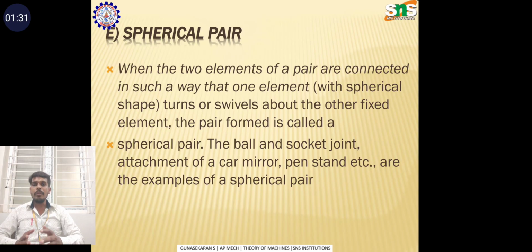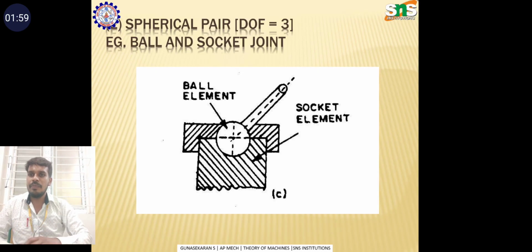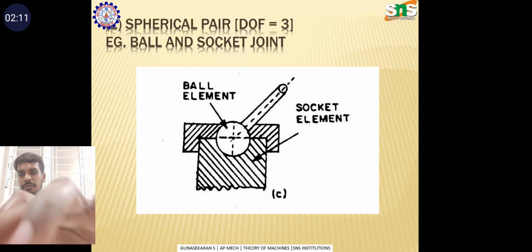Spherical pairs are commonly used in mechanisms that require multi-directional rotational motions, such as robotic arms, suspension systems, and certain types of gears or actuators. Proper material selection and lubrication are critical to minimizing wear and ensuring smooth motions. Then, here is a spherical pair in the figure. Here the degrees of freedom is 3. It is a ball and socket joint.